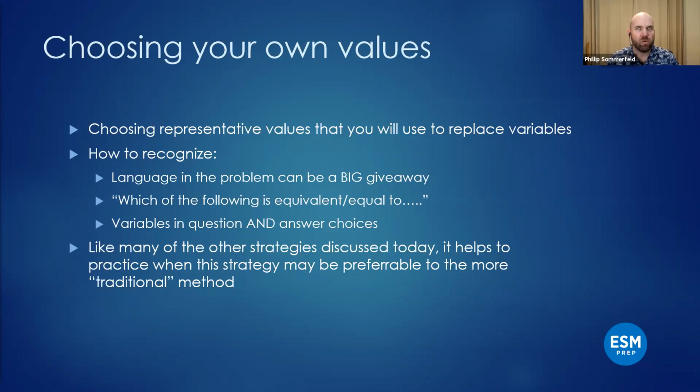It's critical. What you almost always see, or at the very least very, very often see, is something along the lines of "which of the following is equivalent or equal to," and then they'll say something like "the expression below." Another pretty strong giveaway is if there are variables in the question as well as variables in the answer choices. That's huge. If you see variables in the answer choices, that's almost always an opportunity to use this strategy.